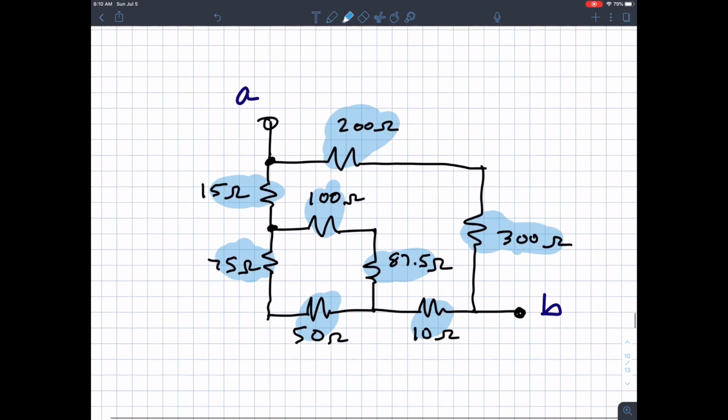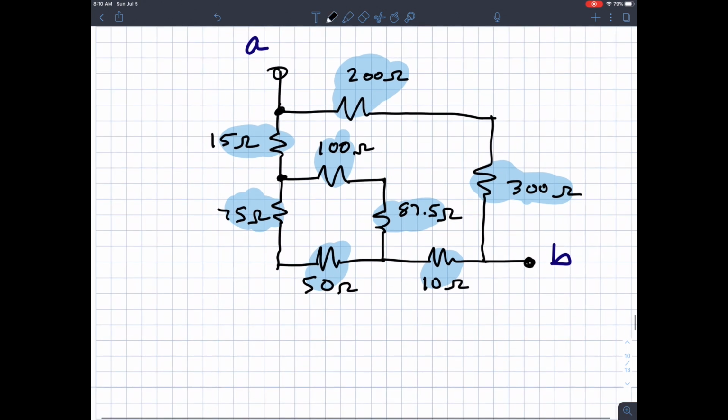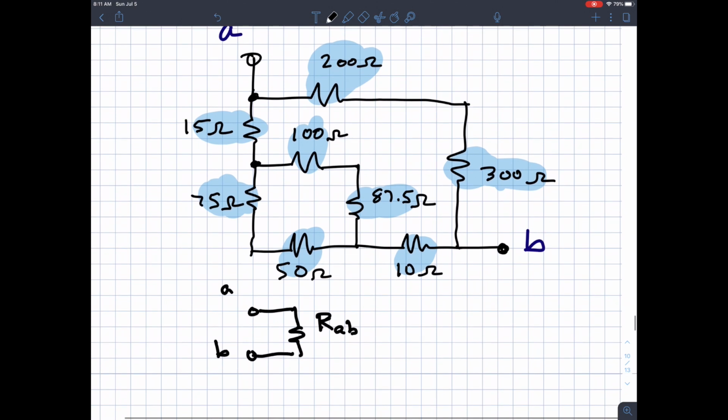In this example, I want to find RAB. Here are some resistors connected with wires in a certain configuration. I could redraw this. Here's the equivalent circuit. See how much simpler this is. I want to find the value of RAB where I can make this equivalent circuit. My goal is to look for things that are in series and things that are in parallel.